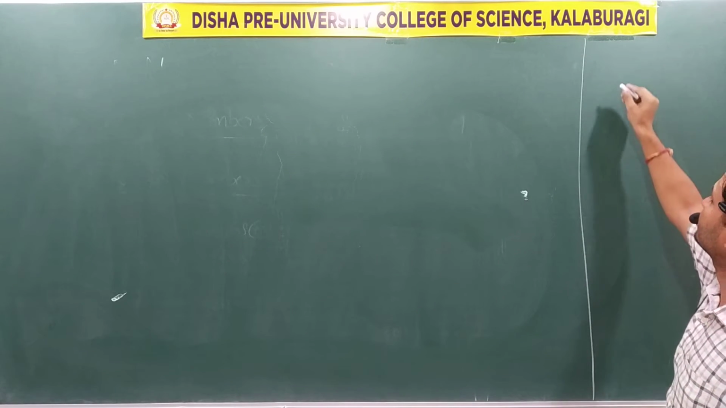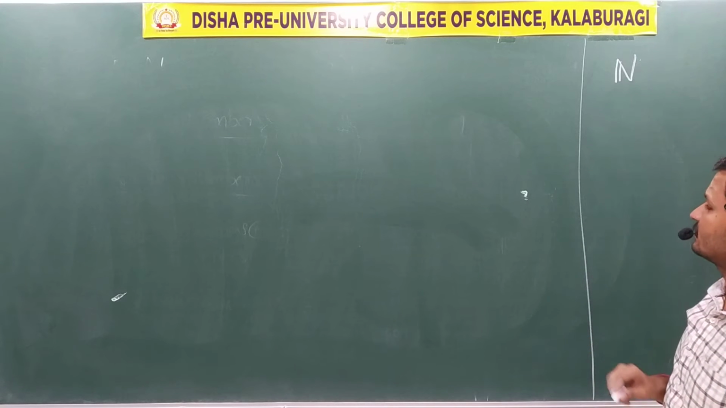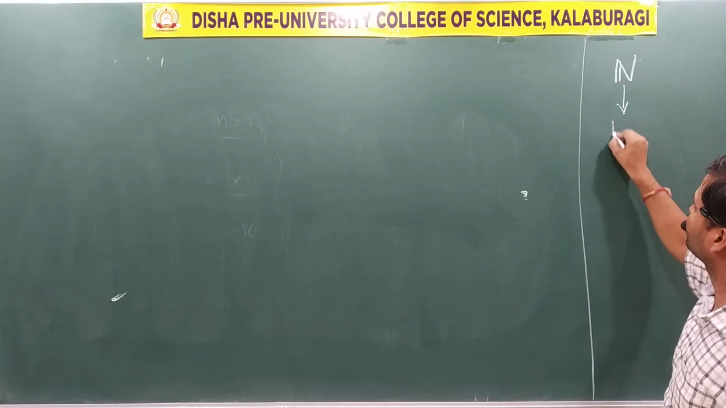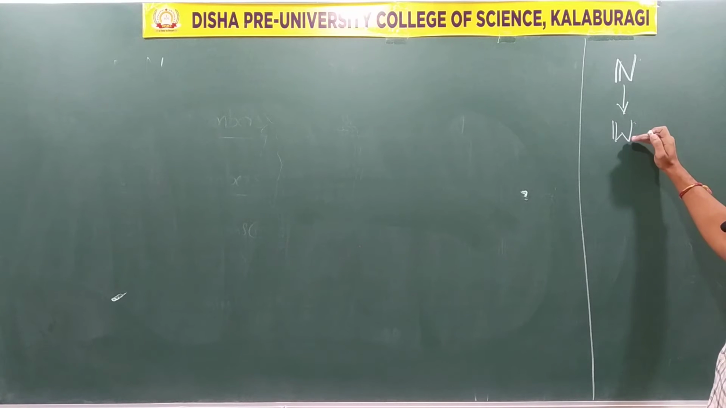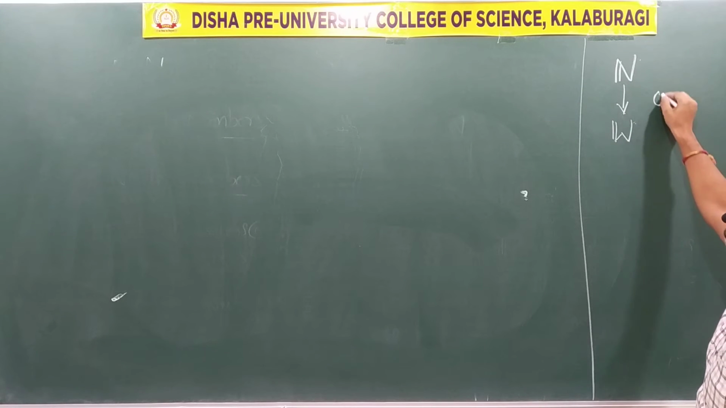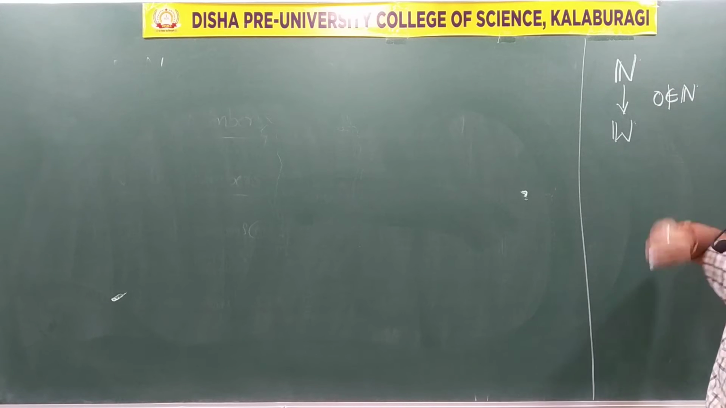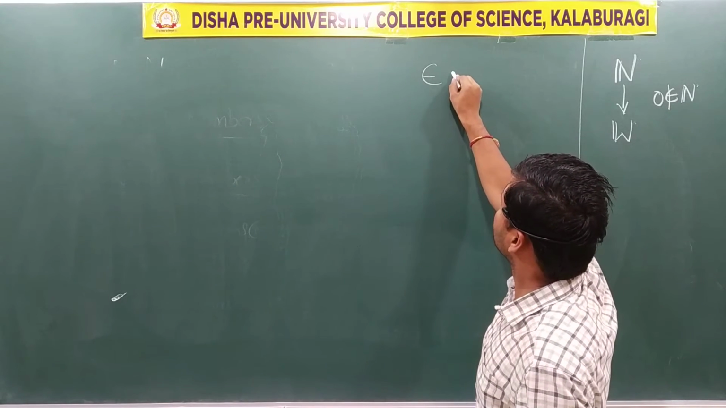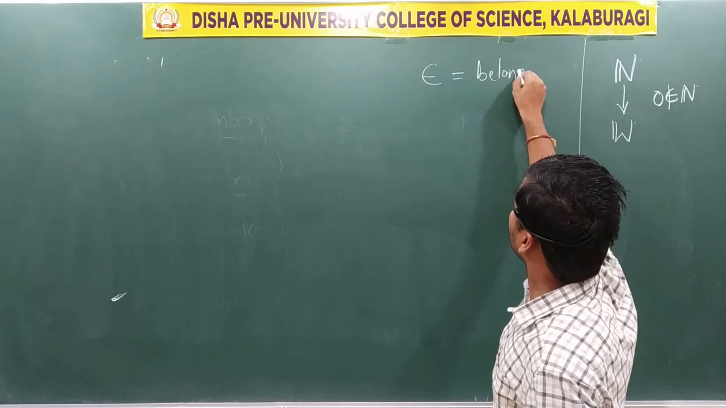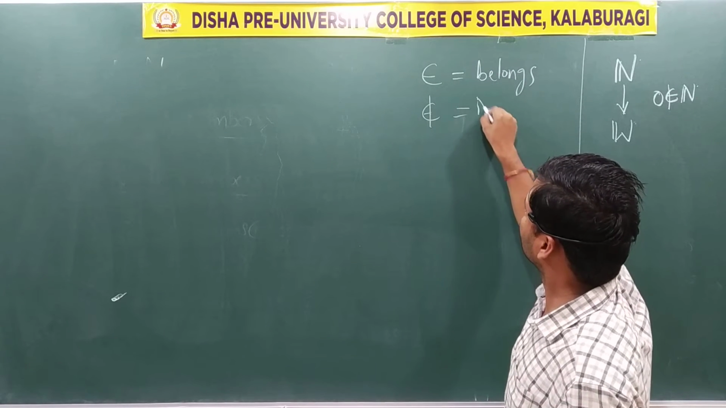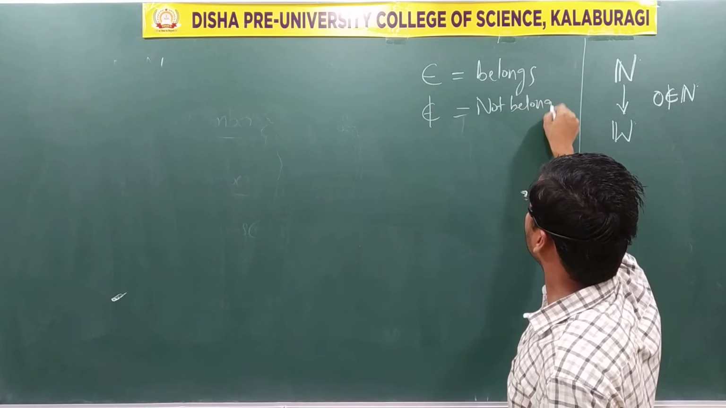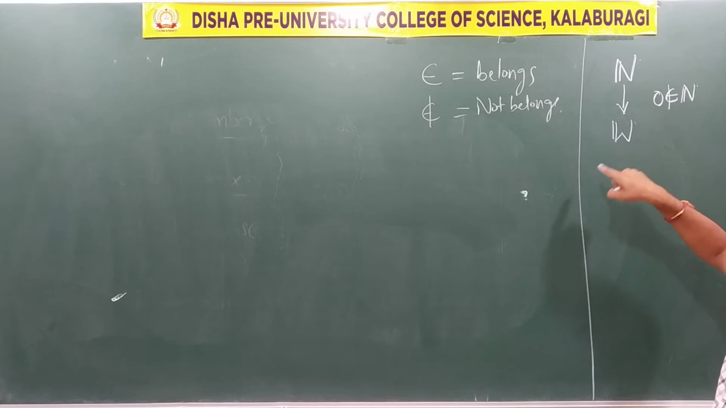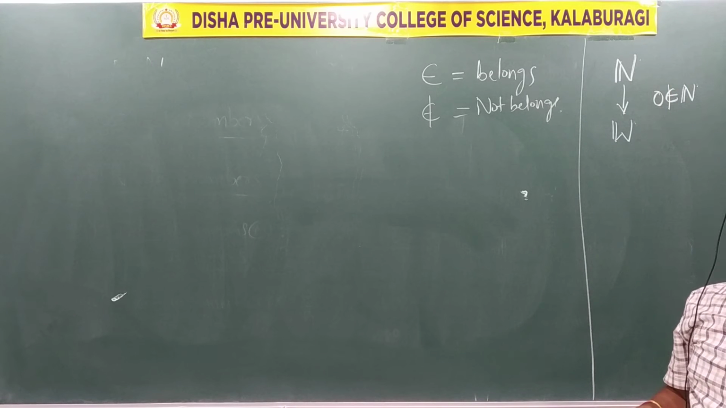From all these, I will conclude: capital N is the set of all natural numbers. All natural numbers are whole numbers. But all whole numbers need not be natural numbers, because 0 does not belong to the set of natural numbers. This is the symbol for belongs, and this is the symbol for not belongs. Here 0 does not belong to the collection of natural numbers. Therefore, all whole numbers need not be natural numbers.